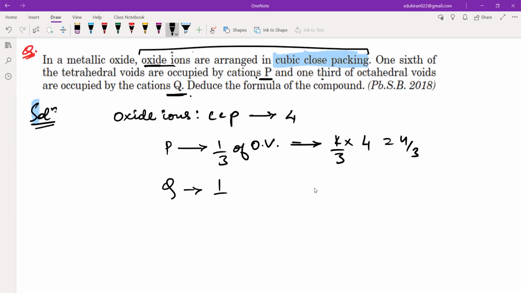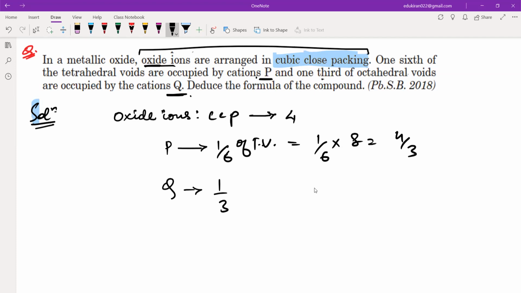Oh, wait a second. 1/6, okay, this is something else. Sorry. 1/6 of the tetrahedral voids are occupied by cations P. 1/6 of tetrahedral void, right? So this will be 1/6 into 8, which will be equal to 4/3. And Q is 1/3 of octahedral voids. So 1/3 of OV, which will be 1/3 into octahedral void, which is 4. So this will also be 4/3.